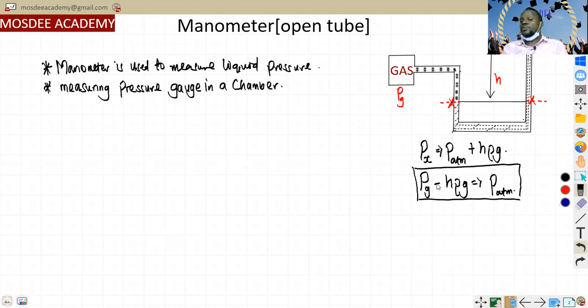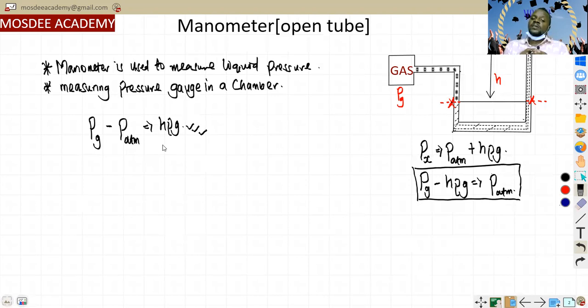It is very, very simple to understand the concept of manometer, and this is the way we do it. Another way you can always keep it at the back of your mind, which I think is better, you can say the pressure of the gas minus the atmospheric pressure, that is P atmospheric, is equal to H rho G. So this is very important, and this is what I want you to always remember.